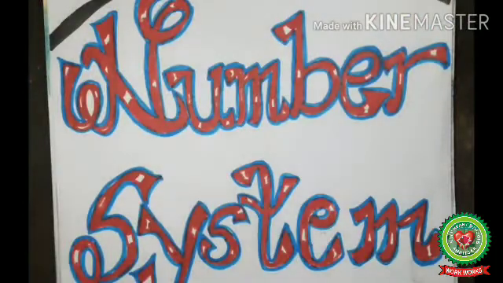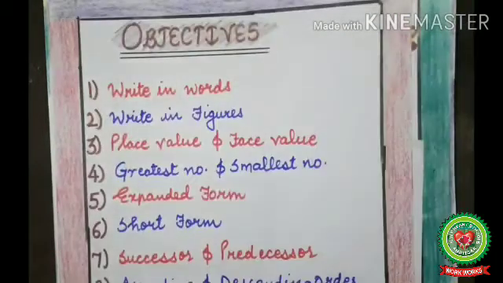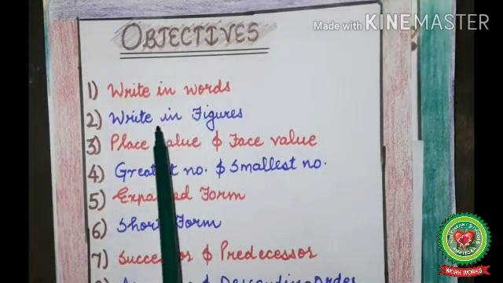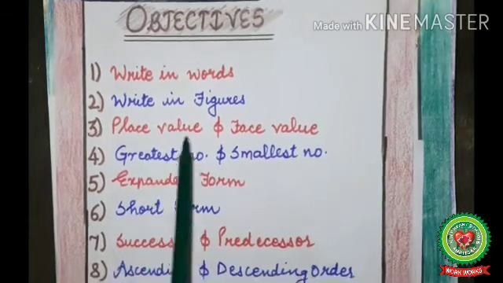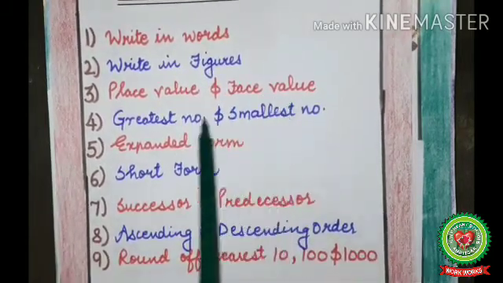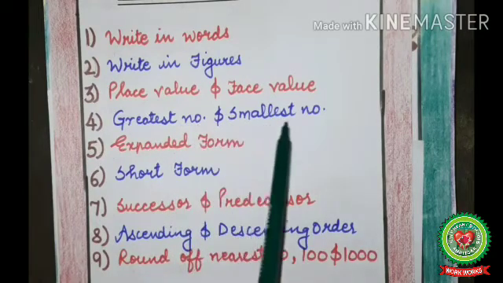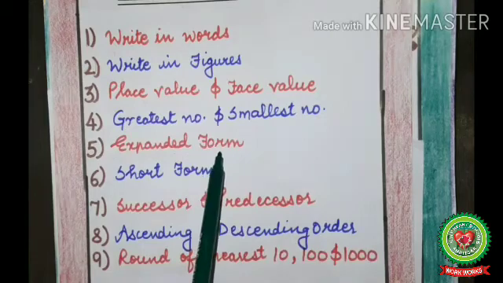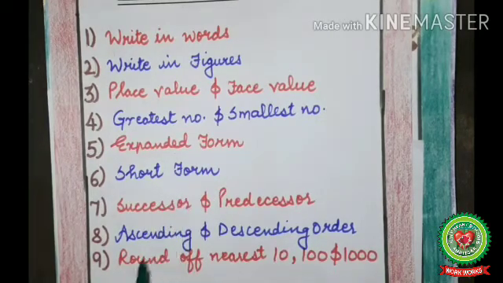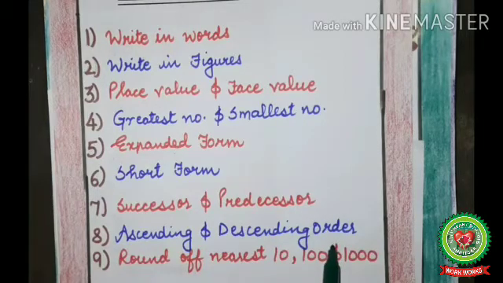Students, in chapter number system, we have already done topics write in words, write in figures, place value and face value, greatest number and smallest number, expanded form, short form, successor and predecessor, ascending and descending order. Today I will discuss with you topic round off nearest 10, 100 and 1000.